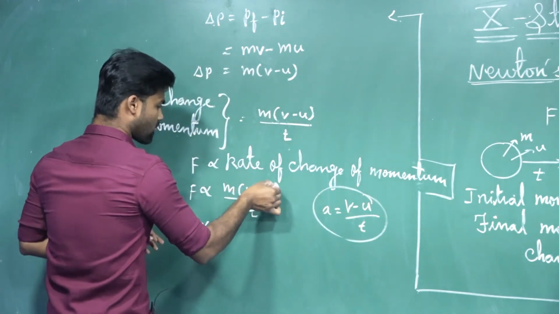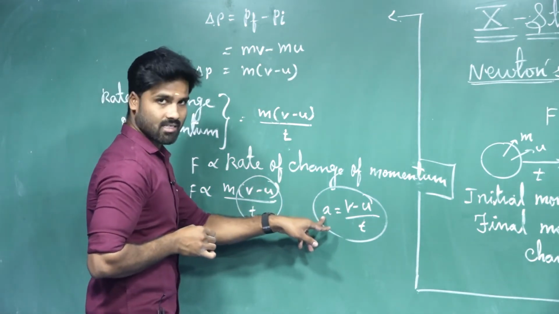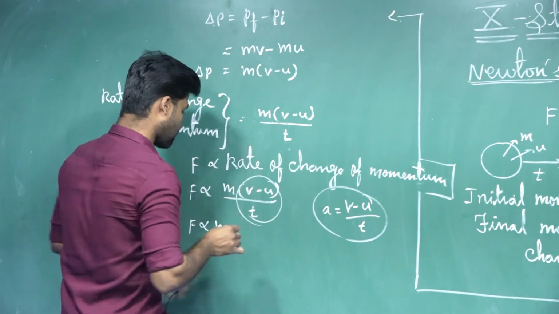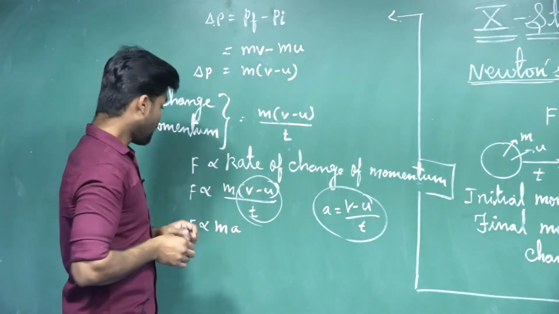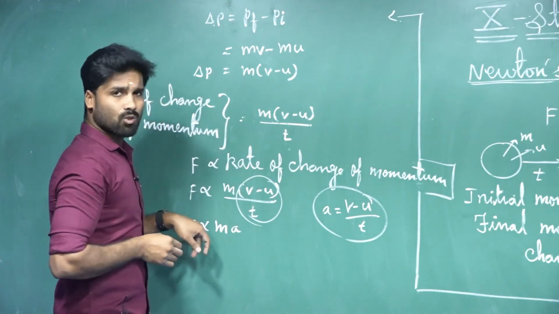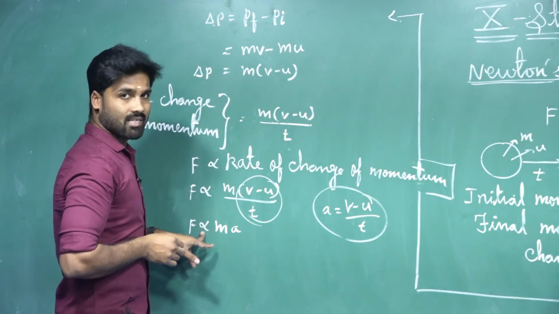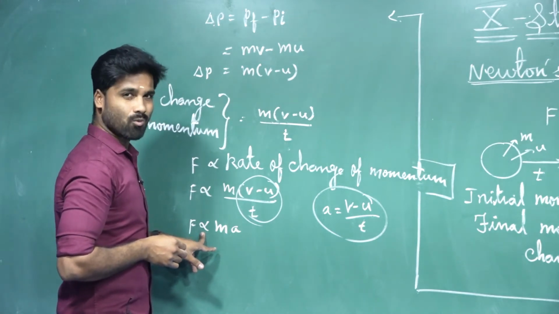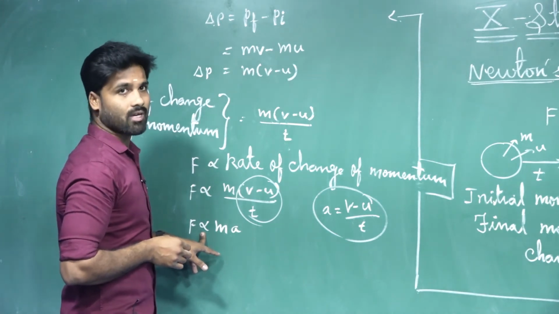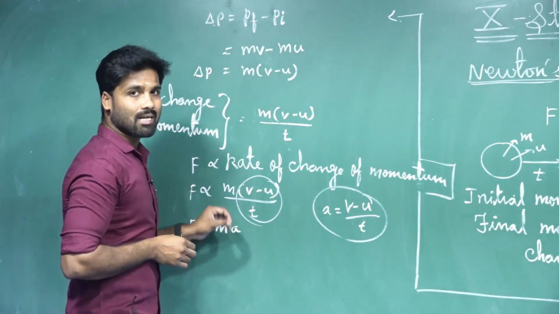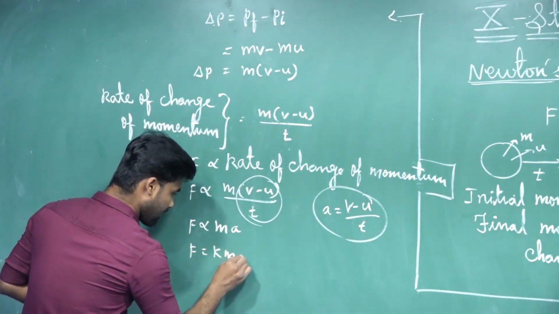So that's why, instead of these things, we can substitute A. A is equivalent to this. So F is directly proportional to MA should come. Okay, now one thing you should keep in your mind. If you want to remove the directly proportionality, we should add one constant. Which is a sufficient constant here? K is sufficient. So F equal to K M A.